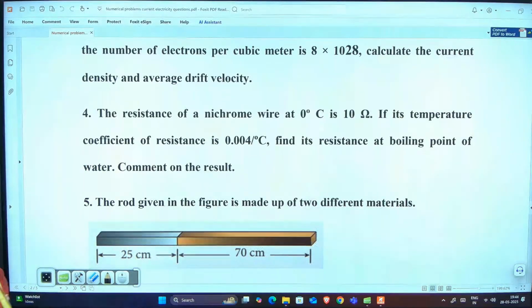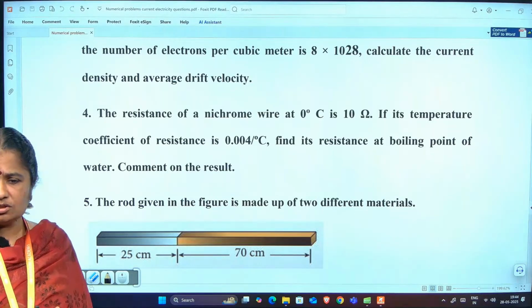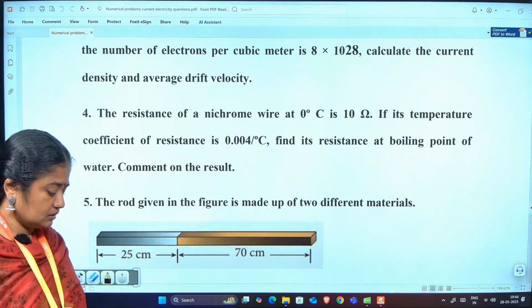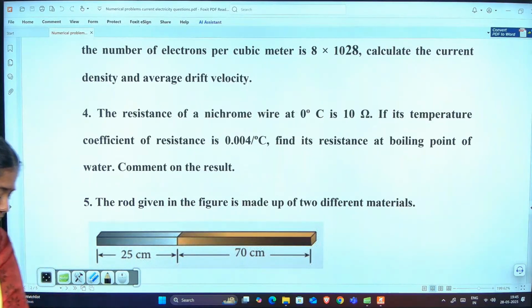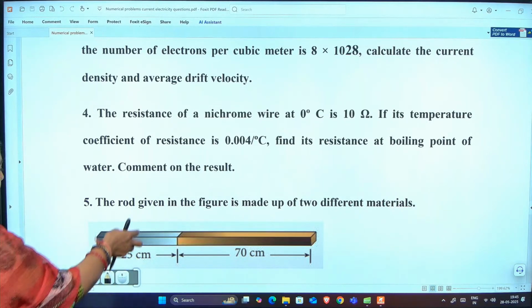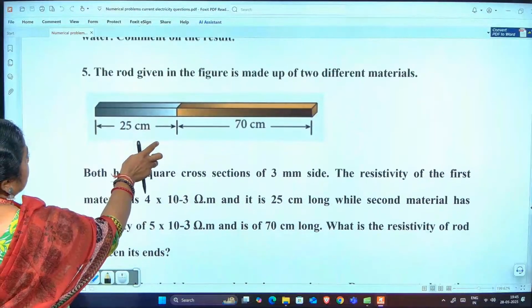So comment on the result. As the temperature increases, resistance also increases in the case of nichrome alloys. Metals, conductors and alloys, they have a positive temperature coefficient of resistance. When temperature increases, resistance also increases.